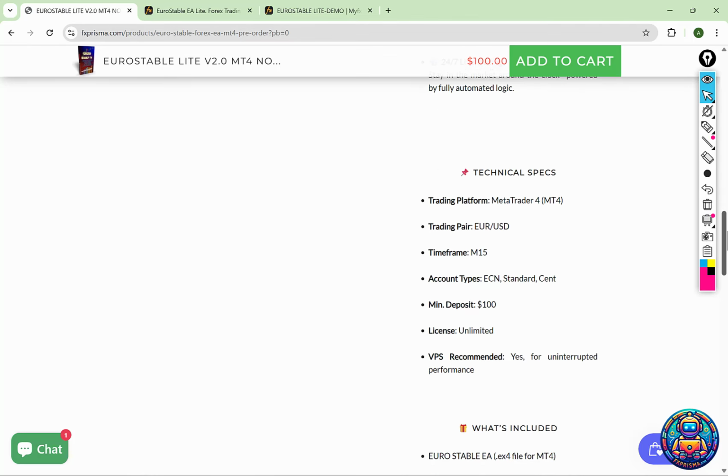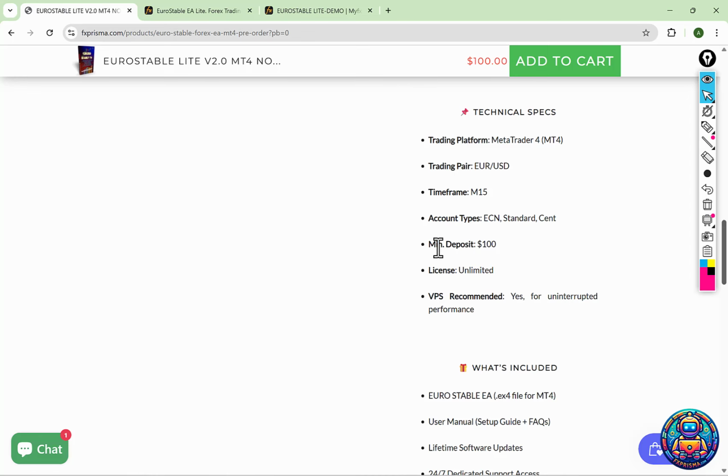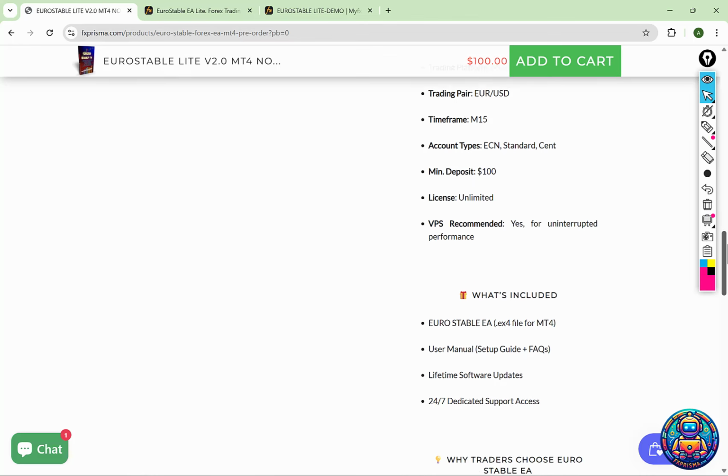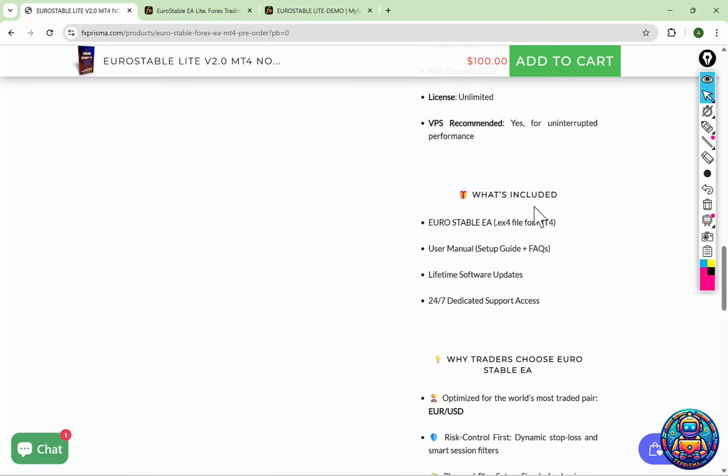So here we don't have much description, but the minimum deposit should be 300 to 500 at least. ECN account is standard, but you can use it on standard as well, you won't have any problem. And when you purchase it, what's included? Basically you have the EX4 for MT4, you have the user manual, setup guide, and frequently asked questions, and of course you get lifetime software updates.